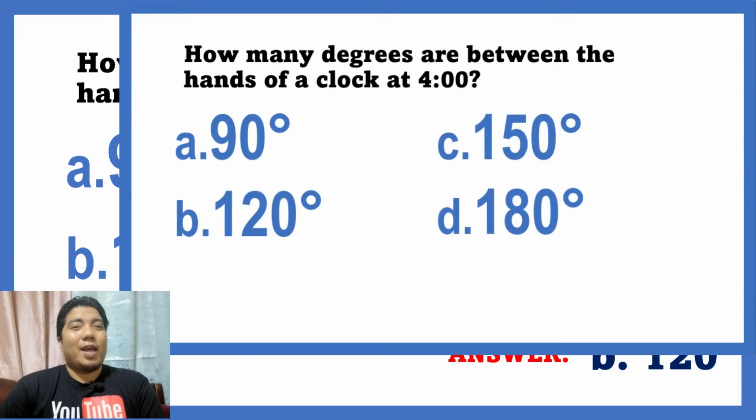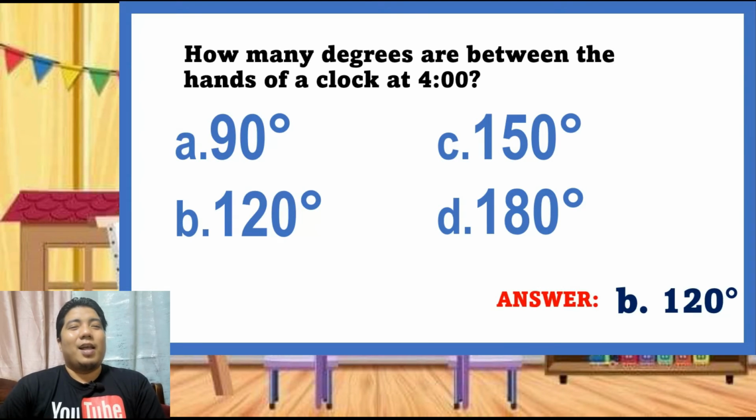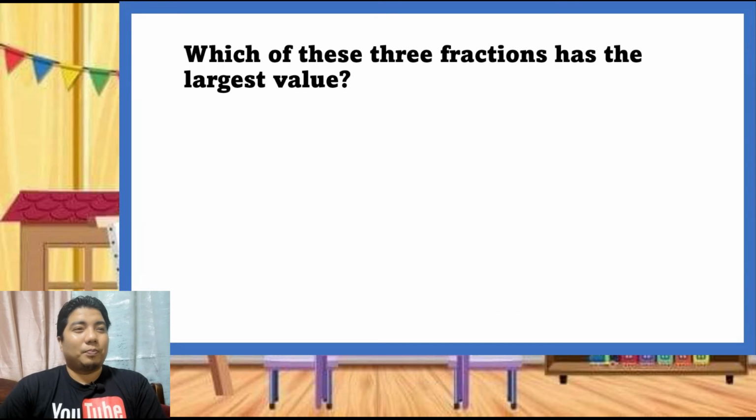Easy, right? Now, let's check whether you are correct. And the correct answer is letter B, 120 degrees. Easy, right? Now, let us go to the next problem.